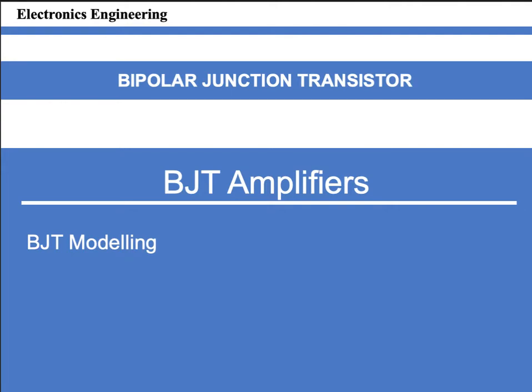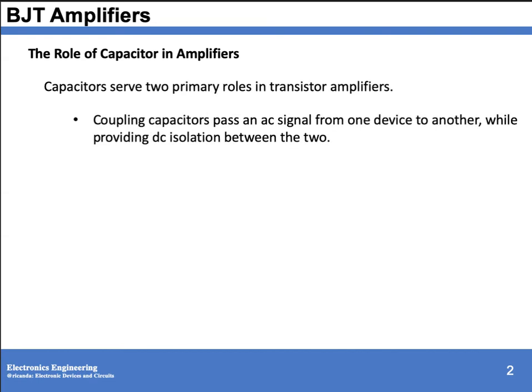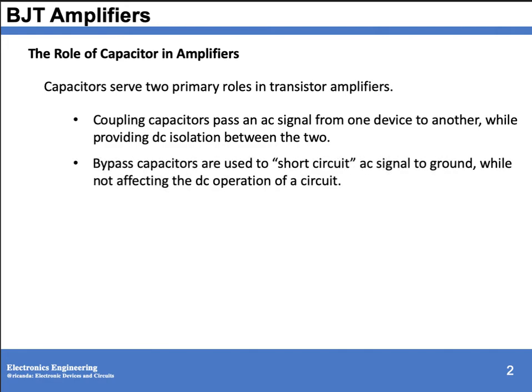This is our next topic under BJT amplifiers, the BJT modeling. Capacitors serve two primary roles in transistor amplifiers. Coupling capacitors pass an AC signal from one device to another while providing DC isolation between the two. The other one is bypass capacitors, which are used to short circuit an AC signal to ground while not affecting the DC operation of a circuit.